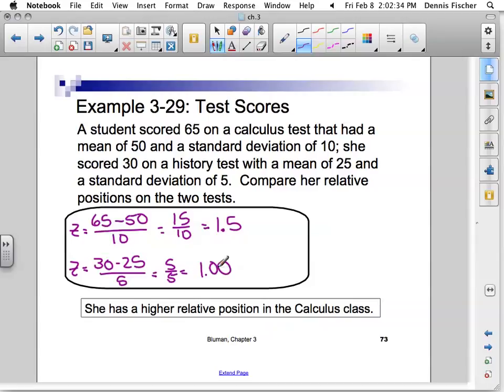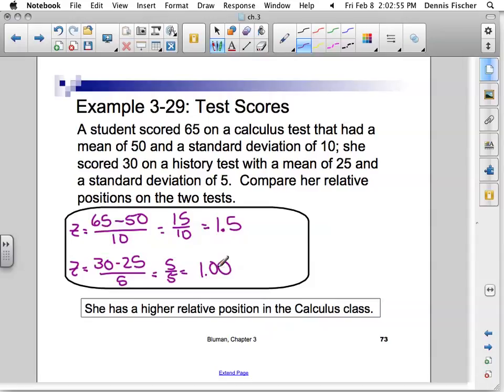Now, if you look at the 2 tests, 25 out of 30, off the top of my head, the percentage, that's a pretty good percent, right? That's about 85%. A 50 out of 65 is in the 70%. Grade-wise, percentage-wise, she did worse in this test. Okay? Compared to the rest of the class, she did better on this test.